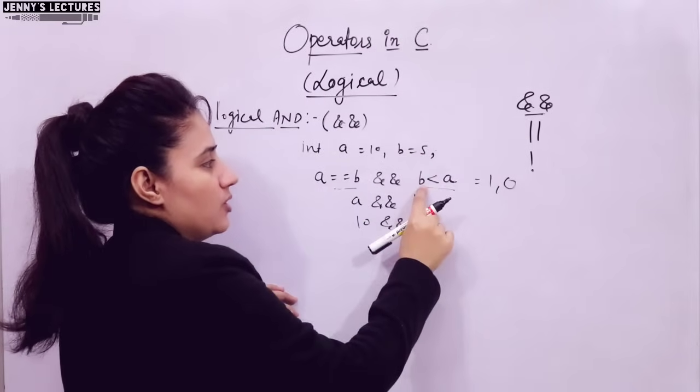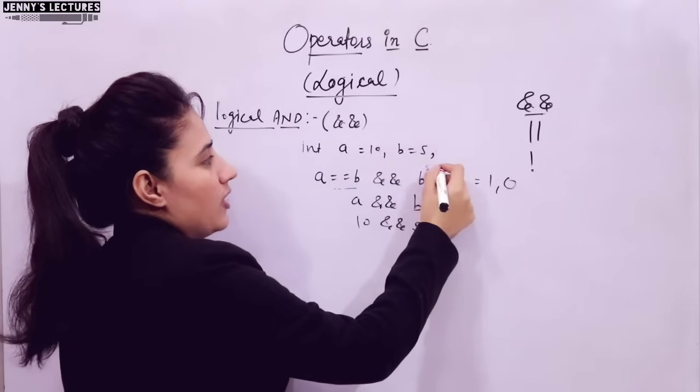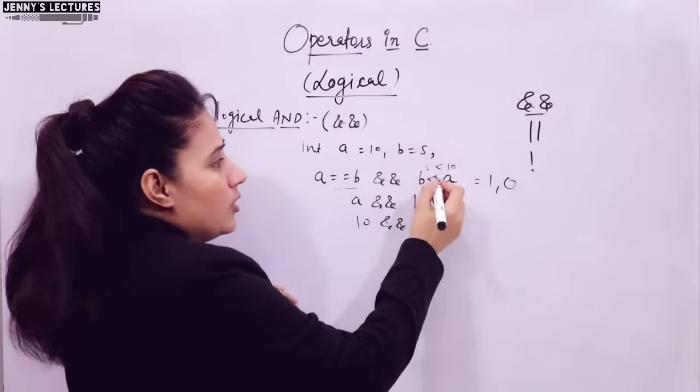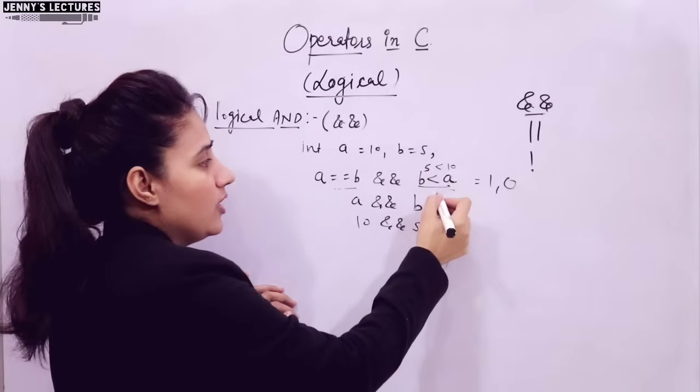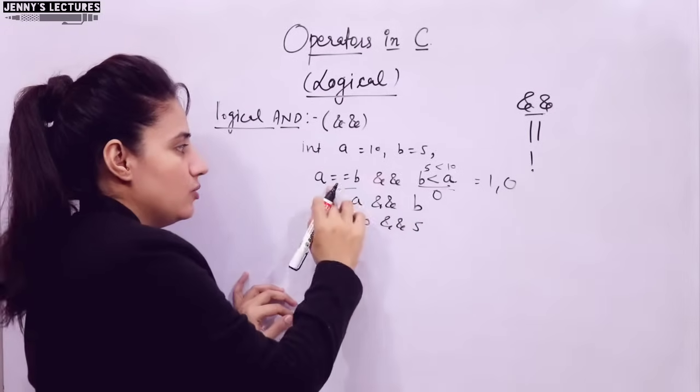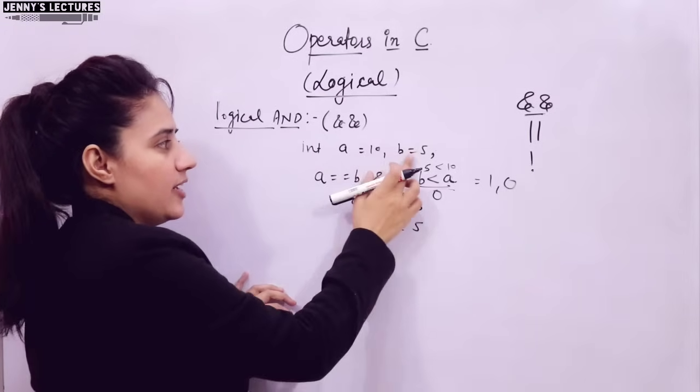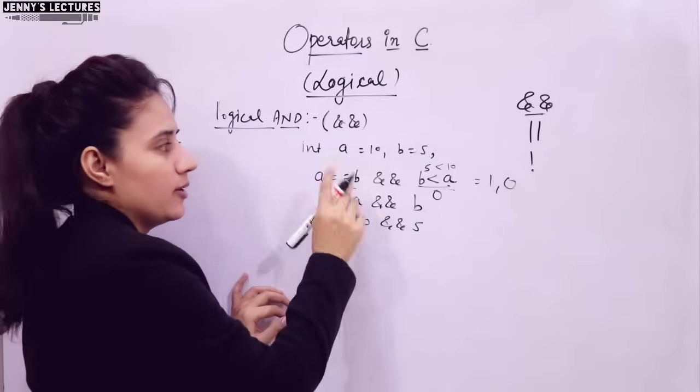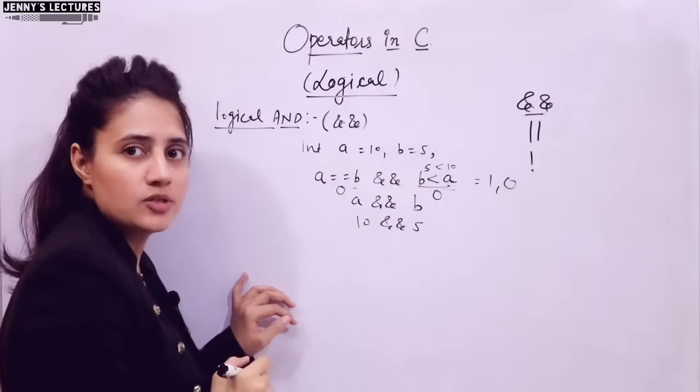So first of all, check this condition: B less than A. B is 5, 5 less than 10? No. No means false, so it will give you 0. Now this condition A equal to B, is 10 equal to 5? This is the equality operator. No, so this also will give 0.